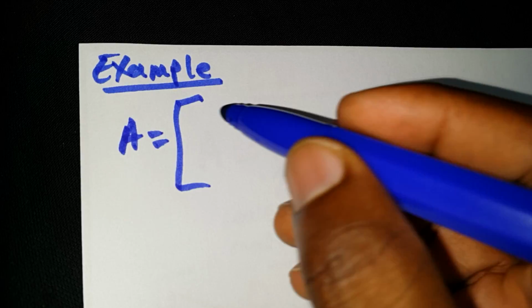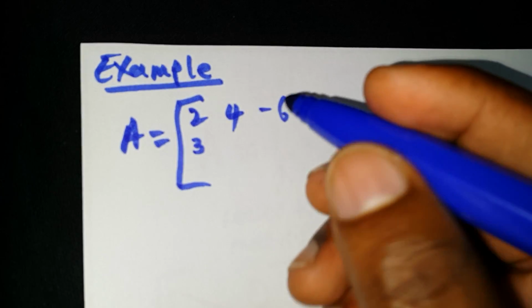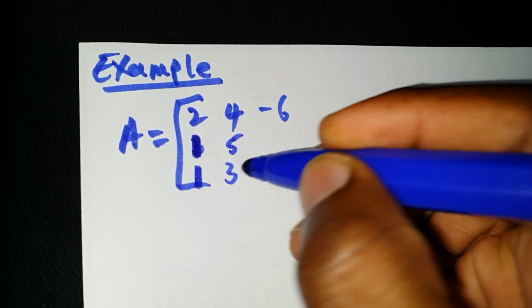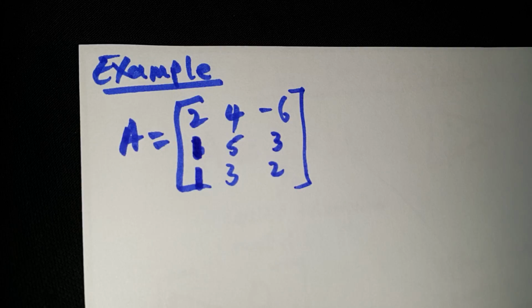Okay, our new paper. Now from here we will try to solve one example. Let me say example, because this is probably the only example we are going to solve. Our A is defined. What is our matrix A? Say 2, 4, minus 6, 3. Sorry, let's call this 1, 1, 5, 3, 3, 2. This is our matrix A, and we know it's defined.